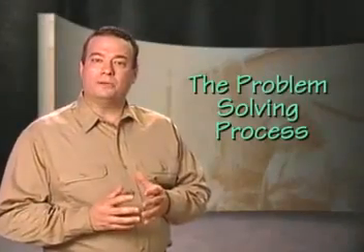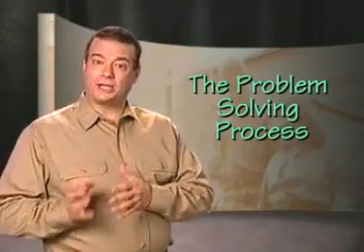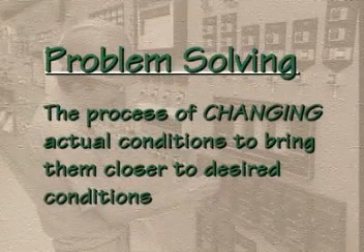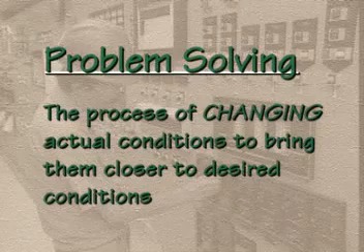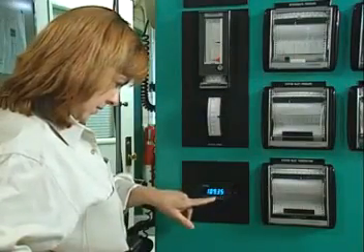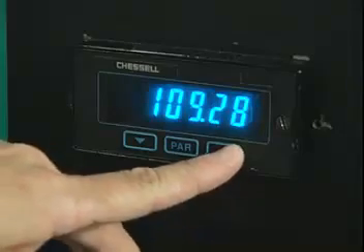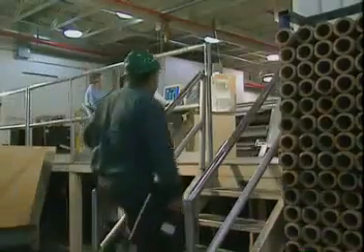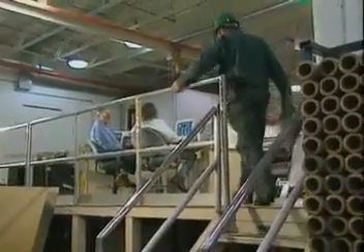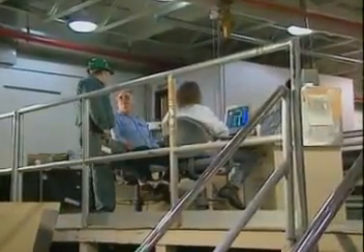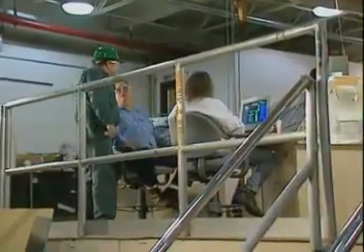If a problem can be defined as a difference between actual conditions and desired conditions, problem solving can be defined as the process of changing actual conditions to bring them closer to desired conditions. A simple example might be adjusting the control on a heating system to bring the actual temperature closer to the desired temperature. More complex situations require a systematic process that may involve other people, departments, or organizations, and consideration of several possible solutions. There are a few general principles to keep in mind when you're dealing with a problem.